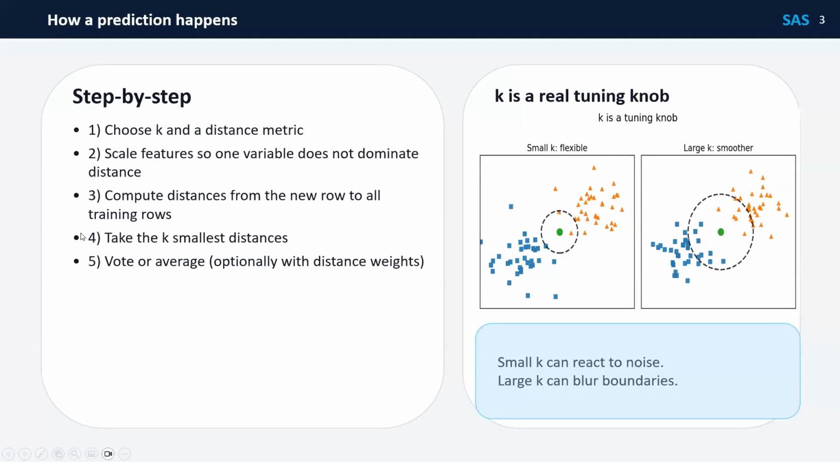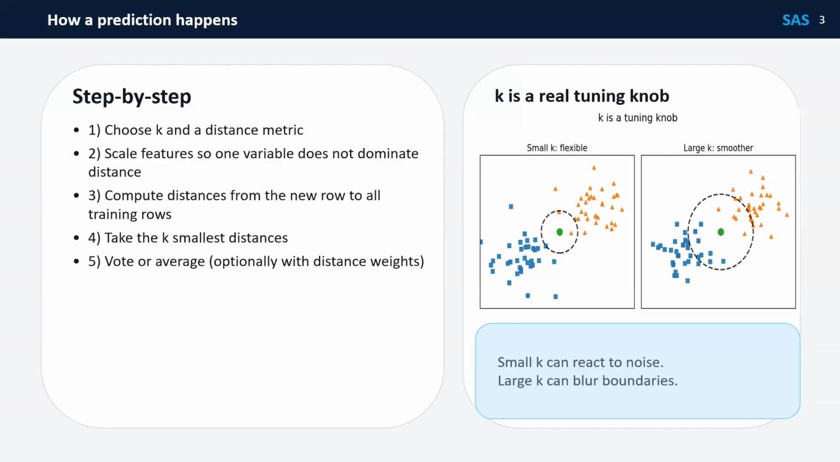Now I want you to picture what kNN does step by step, because this is exactly what your software is doing. So first, we choose K and we decide how to measure the distance. Next, for step two, we scale the features so one variable doesn't overpower the distance calculation. And in step three, for a new row, we compute its distance to the training rows. Step four, we predict using those neighbors by voting or averaging. If we use distance weights, closer neighbors count more.